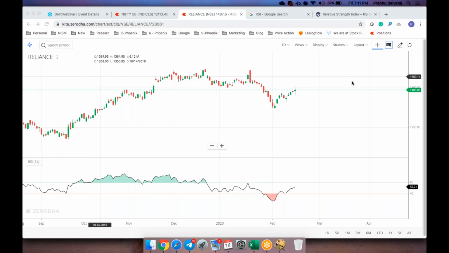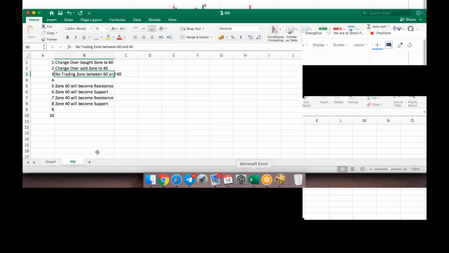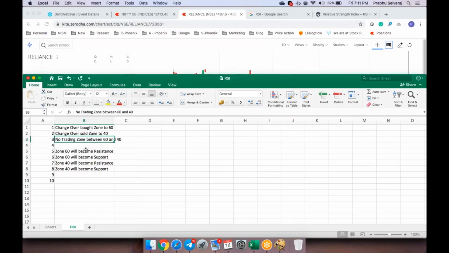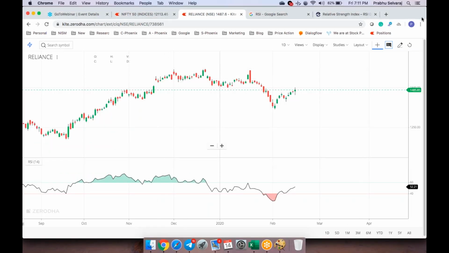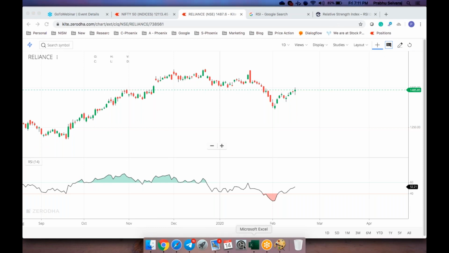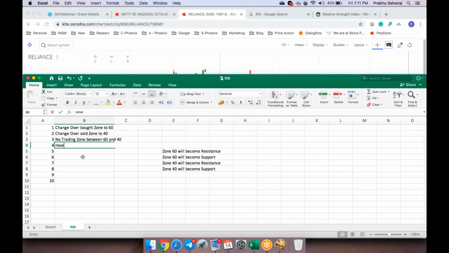Okay. Now, having said that, let's come back to this explanation. It's a no trading zone. So let me push this a little bit apart. Now, you can ask me a question: can I trade on a stock keeping RSI as my parameter? No. Never ever trade based on RSI.